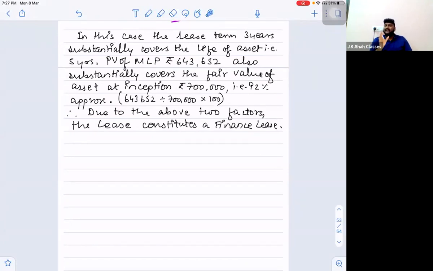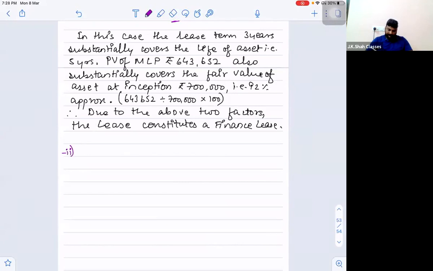Understood. Because the majority of the investment value made by the lessor is recovered from one lessee only. Out of my 7 lakh investment, 6,45,000 I'm recovering from one person only. So 92% I'm recovering from one. So it's a finance lease.